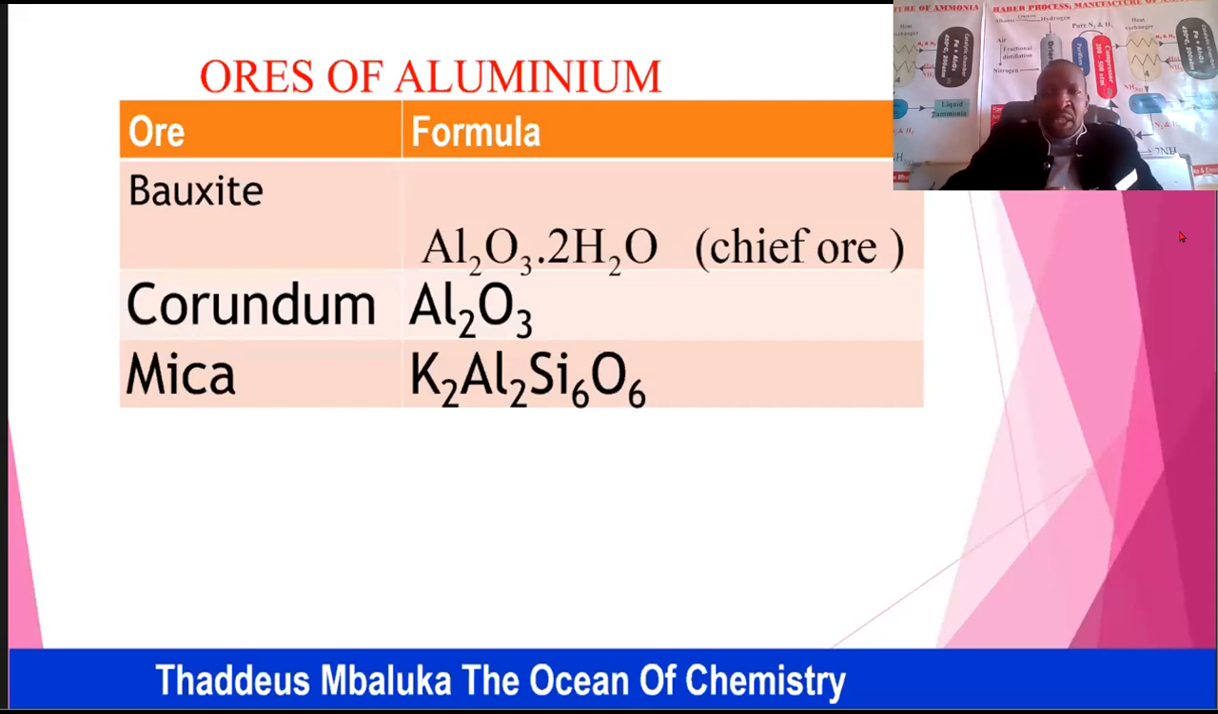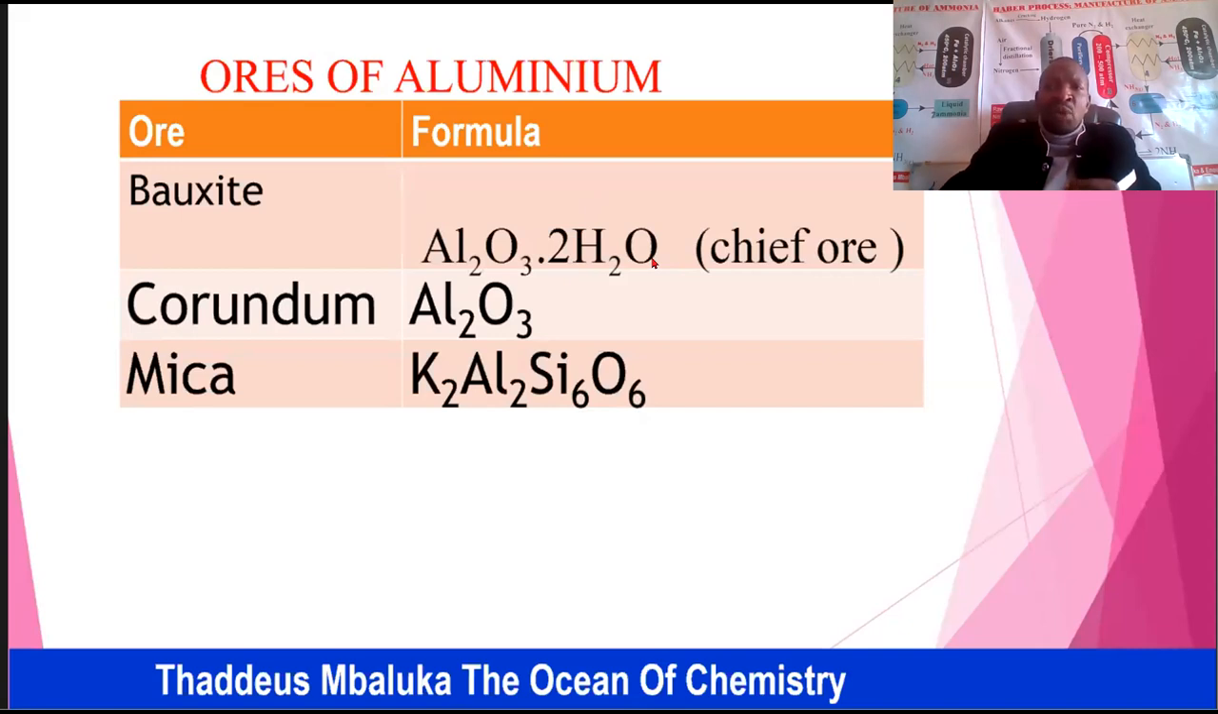So the three major ores of aluminium, we have the bauxite, and that is the chief ore. This is the formula. It is important for you to understand that whatever we're having here is not really the formula of the bauxite. This is the formula of the main component of the bauxite, because the bauxite contains other impurities like iron oxide and silica. But the main component of bauxite is the hydrated aluminium oxide. So this is the formula.